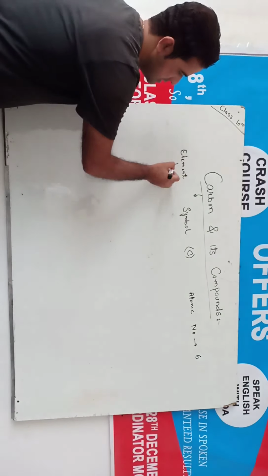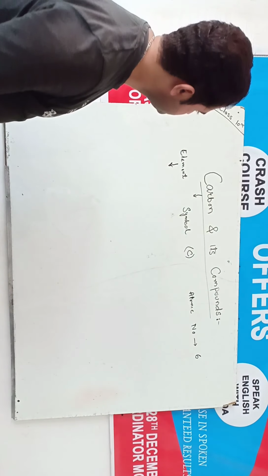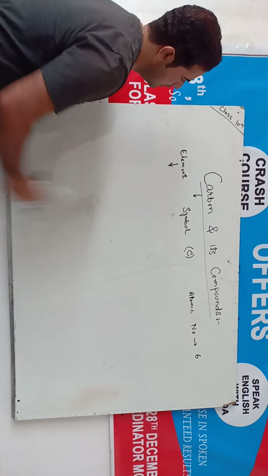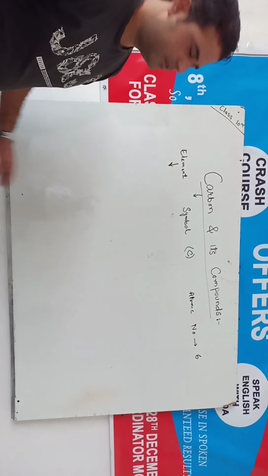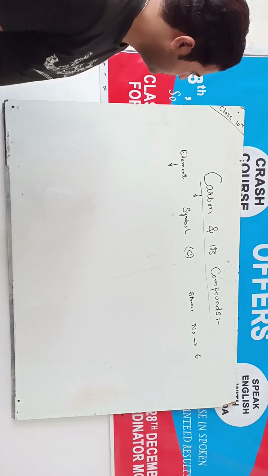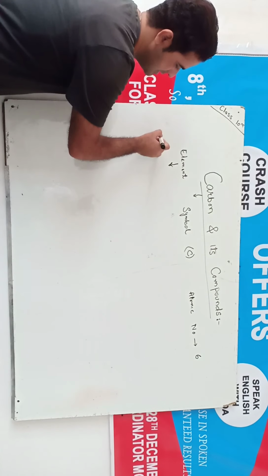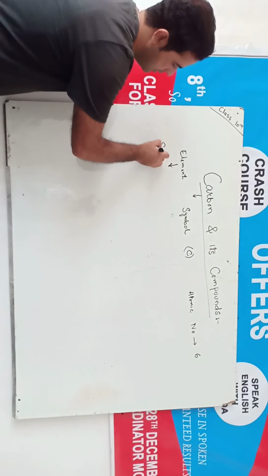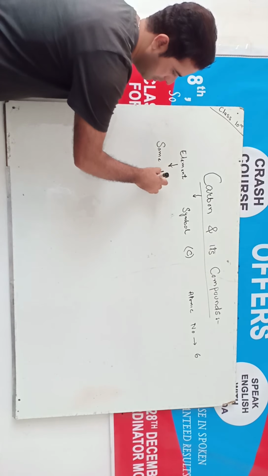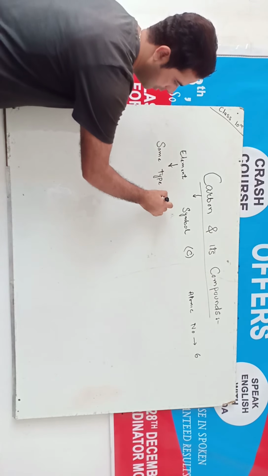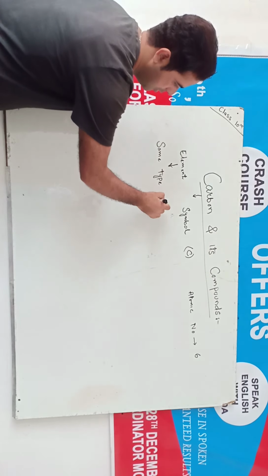In your previous class, that is class 9, you studied what an element is. An element is basically a substance which is made up of the same type of atoms. The substance which is made up of the same type of atoms is called an element. You have discussed this in your previous class, so I will not go into the details.